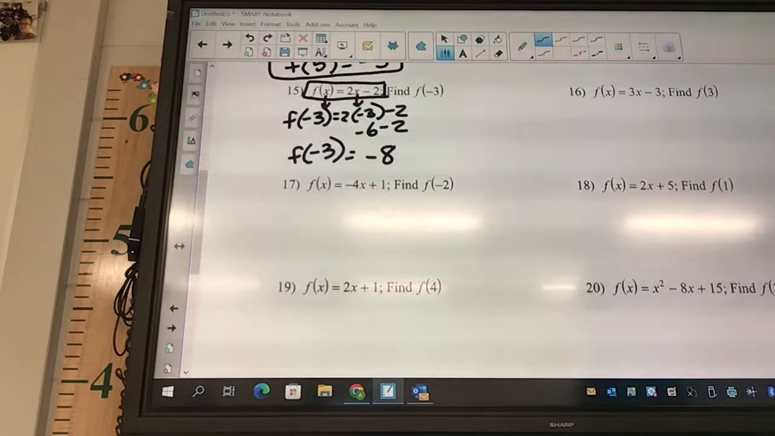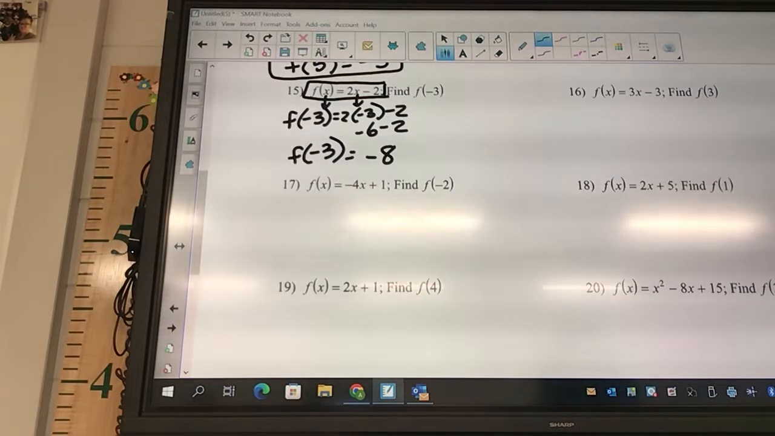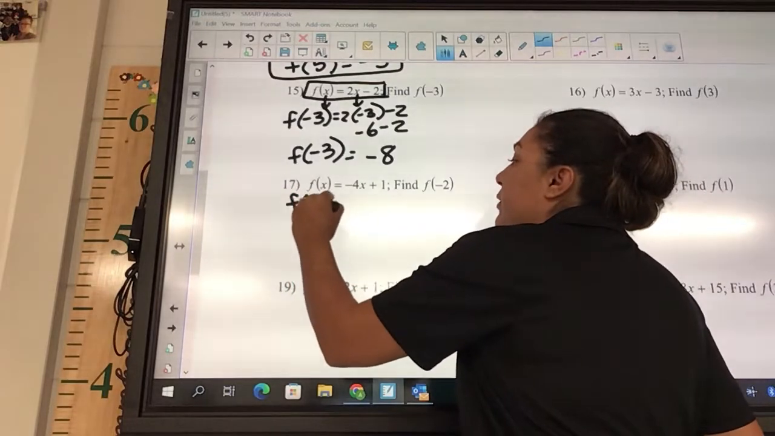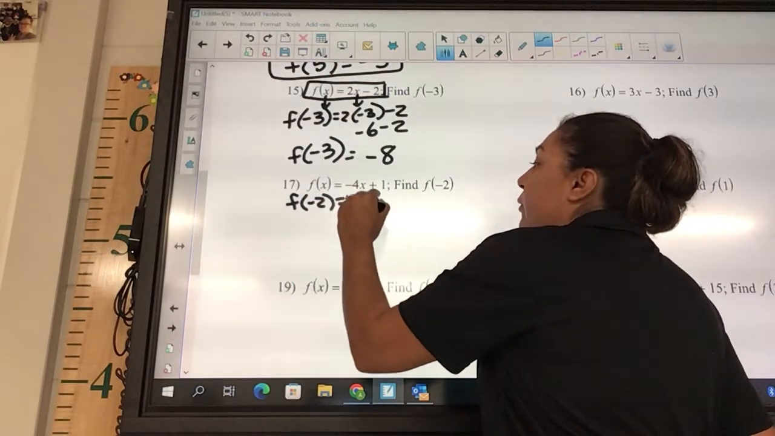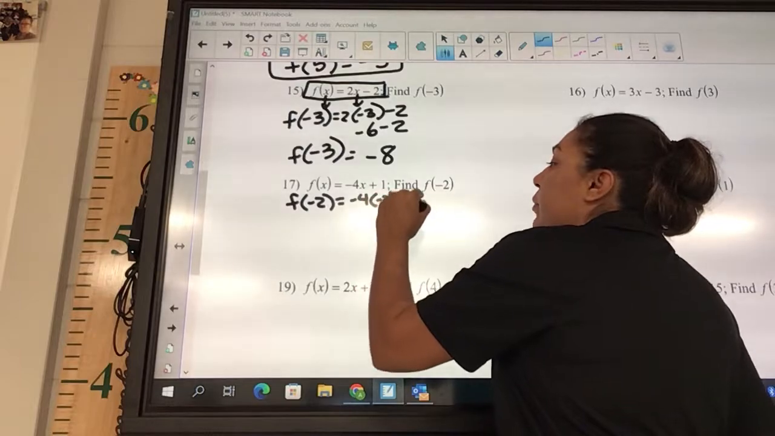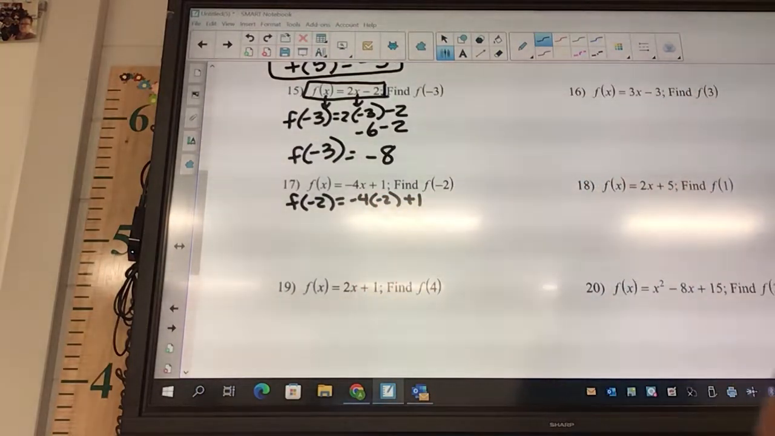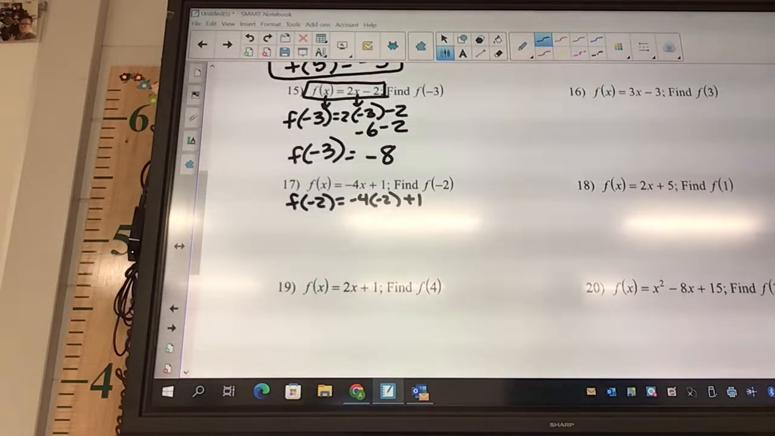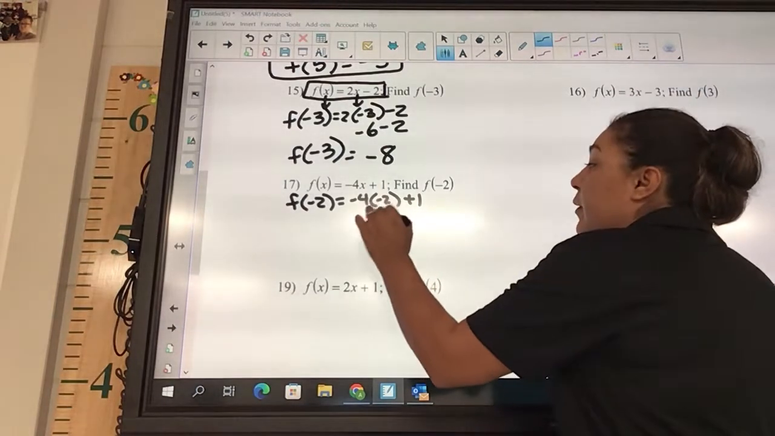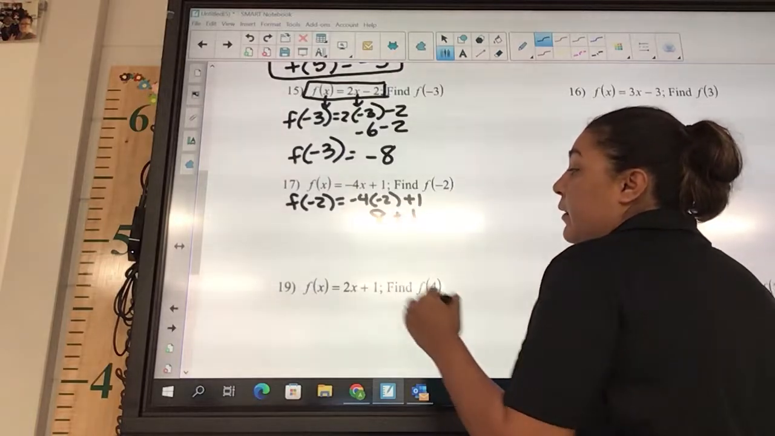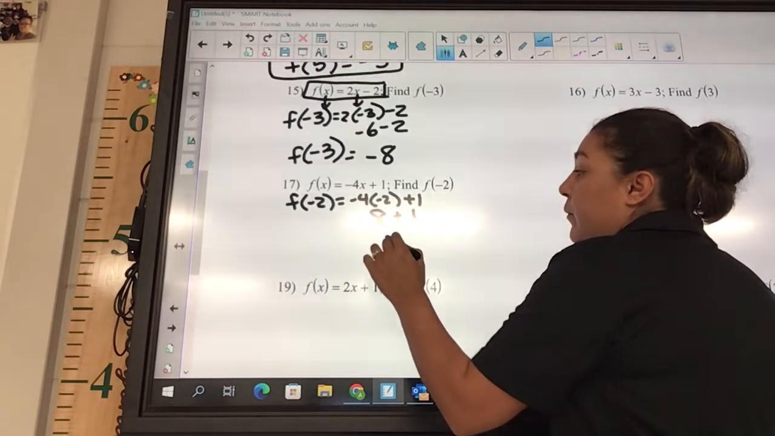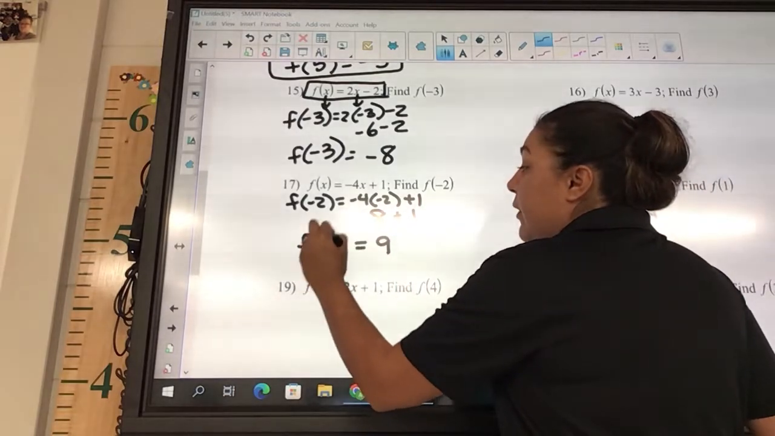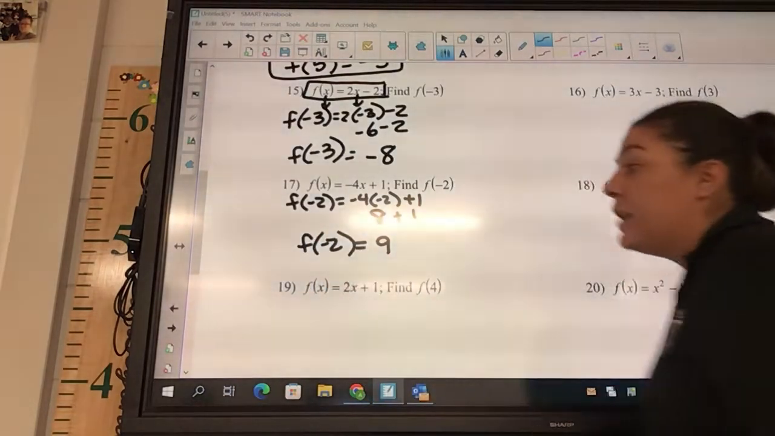Okay, 17. We're trying to find f of what? -2. Okay, so f of -2 equals -4 times -2 plus 1. What is -4 times -2? 8 plus 1. What is 8 plus 1? 9. So f of -2 equals 9.